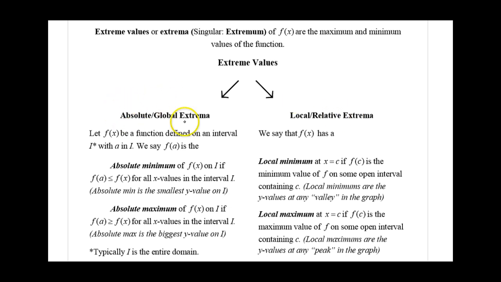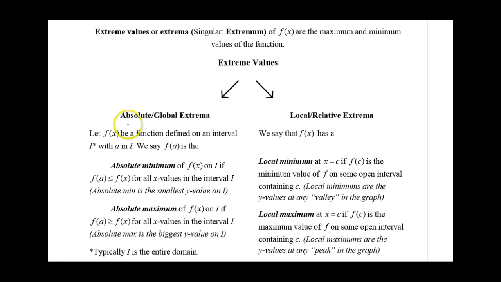So let's first take a look at absolute extrema. So we're going to let f of x be some function defined on an interval I, with a some number in that interval I. We say f of a is the absolute minimum of f of x on the interval I if f of a is less than or equal to f of x for all x values in the interval I. So this is a really formal way of stating this.